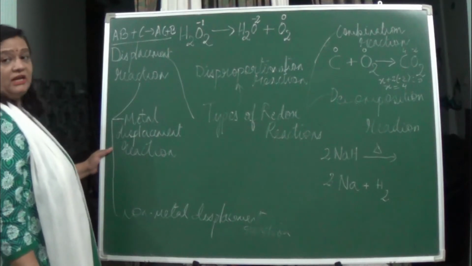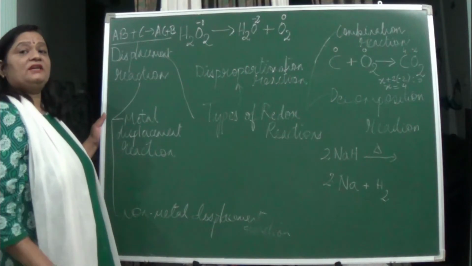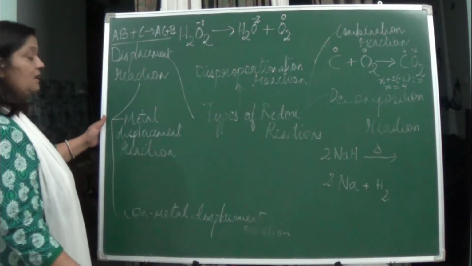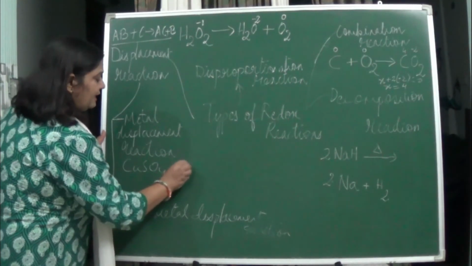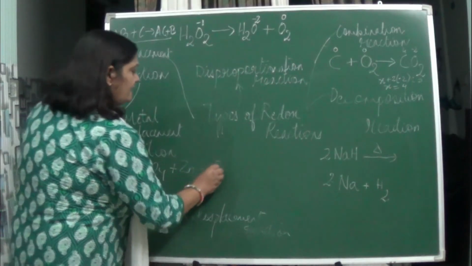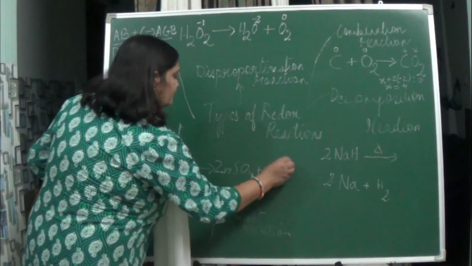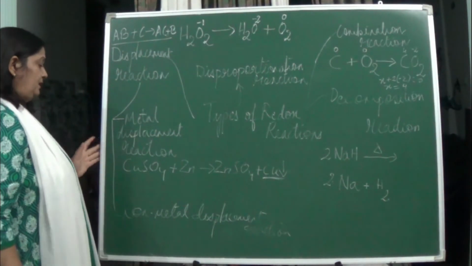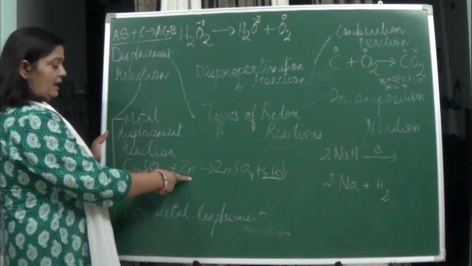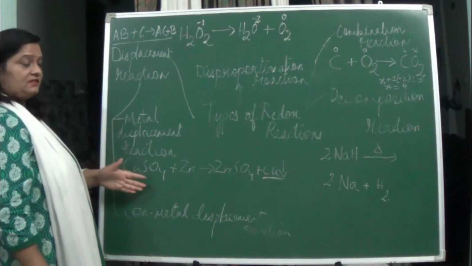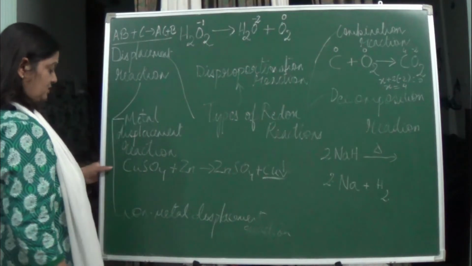In a metal displacement reaction, a metal displaces another metal in the reaction according to the reactivity series. For example, if we take CuSO4 plus zinc, it will form ZnSO4 plus Cu. You can see here that copper is being displaced by zinc, and you can calculate the oxidation state, as I have taught you, of all the particular elements in this reaction.